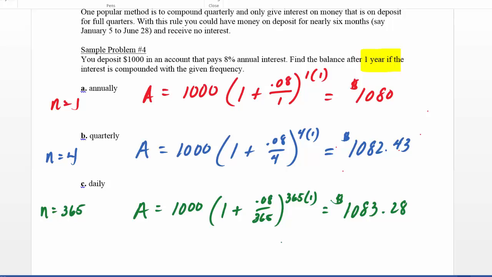All right, we'll discuss this concept a lot more in class so that you get a better understanding of it.